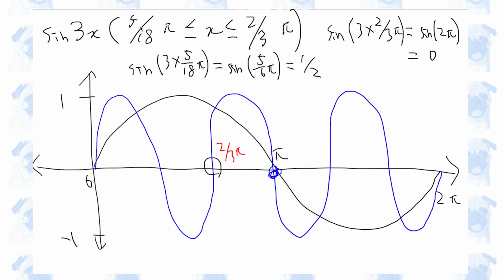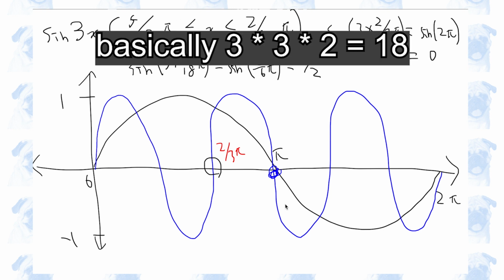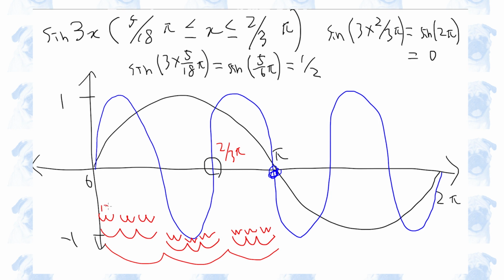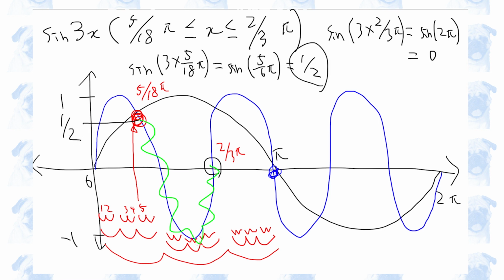How about 5 over 18 pi? Let's divide pi into 3 equal portions, and then each of these portions into 3 equal parts, and then divide each of these portions into 2. So 1, 2, 3, 4, 5 should be somewhere around here. So we are interested in this range. So the maximum value should be here, which is 1/2. And the minimum value should be here, which is minus 1.